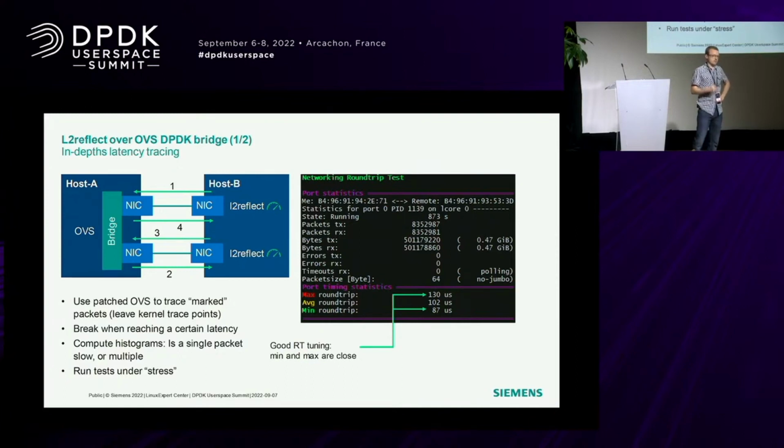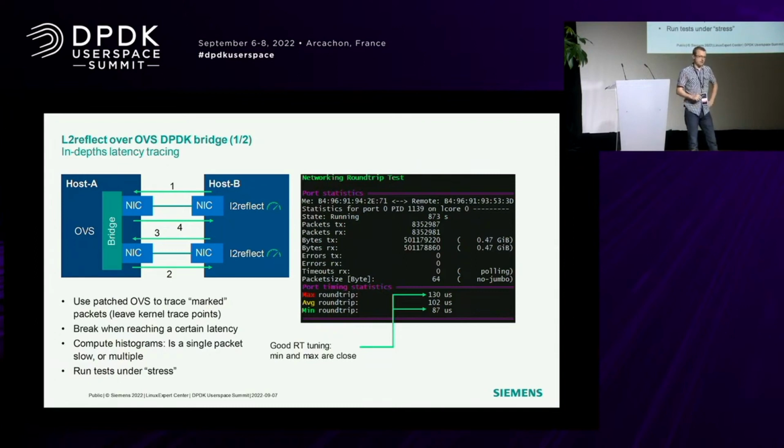Finally, we also put some stress on the Open vSwitch on the non-RT cores, so just CPU, memory, TLB, cache stress with the stress-ng tool to have more realistic settings and not just measure the good case.